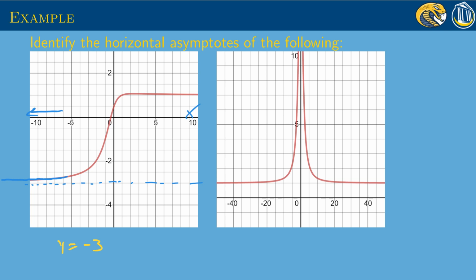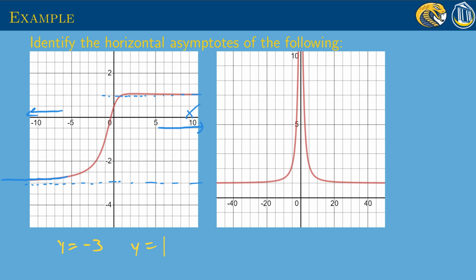We could do the same thing looking at what happens as x increases without bound as well. And we can see that this graph steadies off horizontally. It looks like it's getting closer and closer to somewhere around the line y equals 1. And so we could say this graph has two horizontal asymptotes. One of them, as x decreases, the function approaches -3. And as x increases, the function approaches +1.